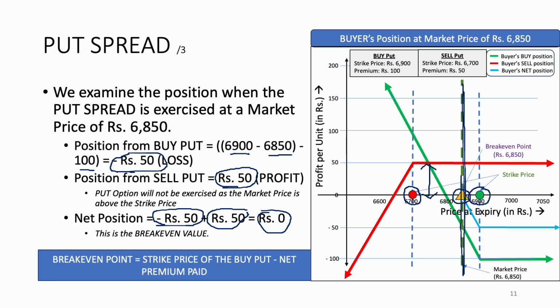So as a formula, we can say that the break-even point in a put spread is the strike price of the buy put minus the net premium paid. So the strike price of the buy put was 6,900 rupees, minus the net premium paid, which is 100 rupees paid for the buy put minus 50 rupees earned for the sell put, which is 50. So the value comes to 68.50. So this formula is working. We just noticed that at 68.50 market value, it is the break-even point for our investor.